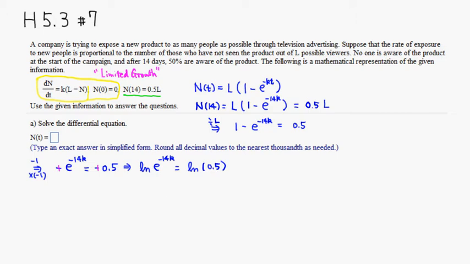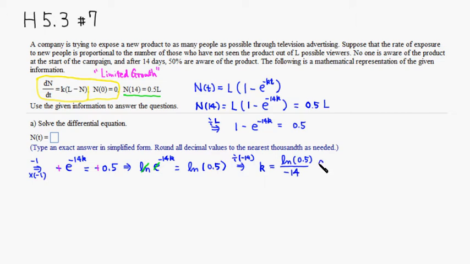Then you can see that we have natural log and exponential functions composed together. Since they are inverses of each other, they cancel each other out. Then we just have negative 14K equals that, so we can divide through by negative 14 to find K. So K is going to be natural log of 0.5 divided by negative 14.